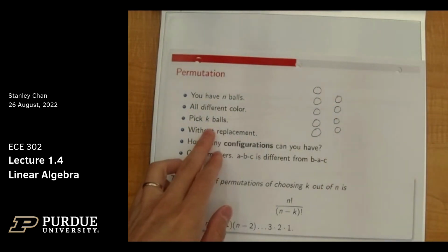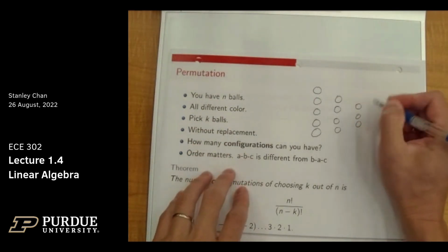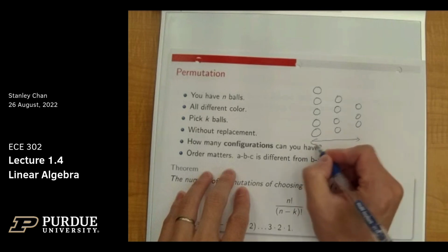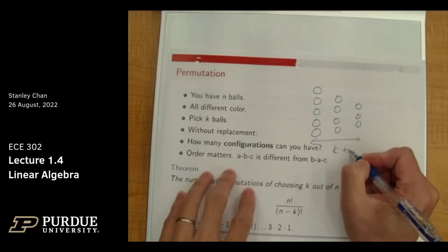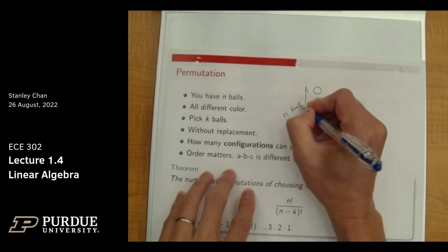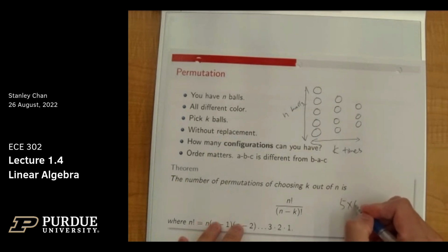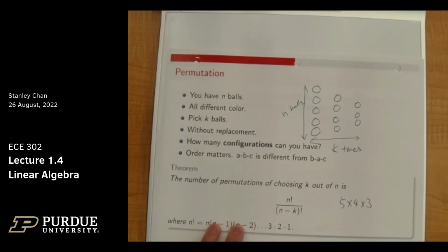And now you say you pick 3 balls. Okay, you have 5 balls and then you pick 3. Then you will just go 3 times. So that would be the k times, and this is the total number of n balls. All right, and so you ask, what is the number of configurations? 5 times 4 times 3. Okay, so that is the total number of configurations.